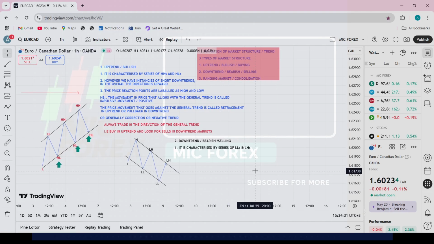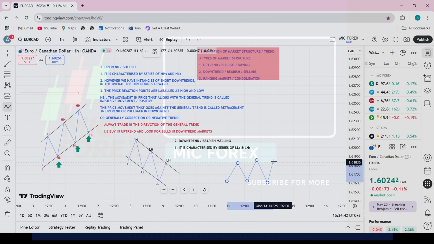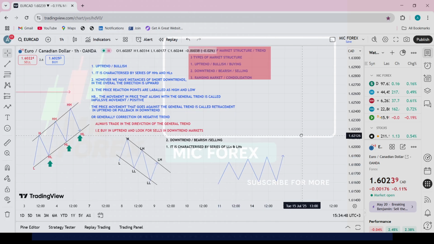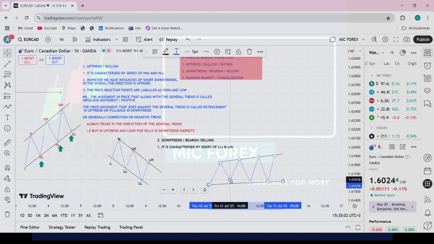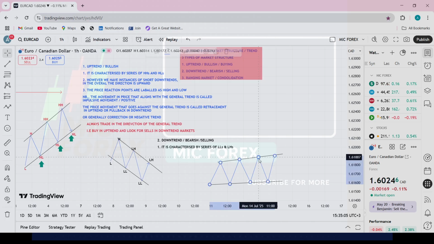Last but not the least, on this particular video, I want to take you through another very easy concept, and this one is our third market structure and is called ranging market. When you talk about a range, this is to mean it doesn't have clear highs and clear lows. In other words, it is characterized by equal highs and equal lows. I think I have to make mine look really equal. We have equal highs and equal lows, like that.